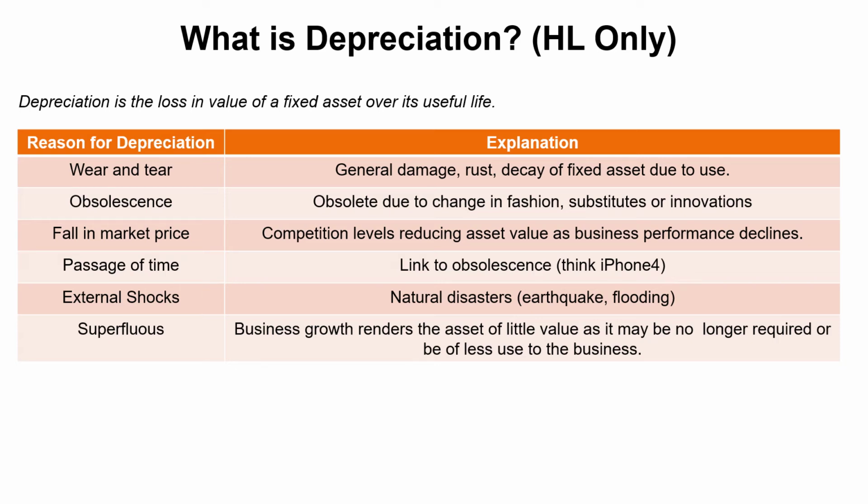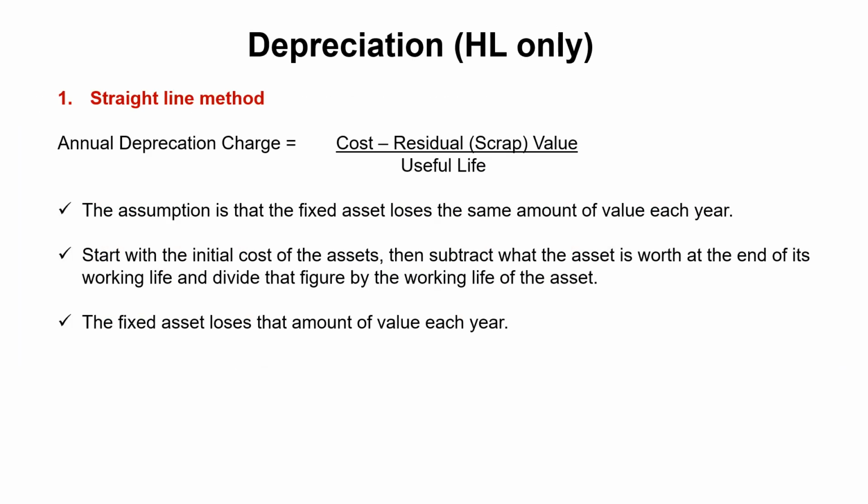But there are some calculations coming up. The first calculation is called the straight line method. Very, very simple. What did a fixed asset cost you? What is it worth at the end of its life when you decide to get rid of it? Residual or scrap value. Divide it by the useful life, i.e. how many years you intend to use the asset for. Now, this provides you with a figure, and that figure stays the same for every year. That's the loss in value of that asset. Okay, it's as simple as that.